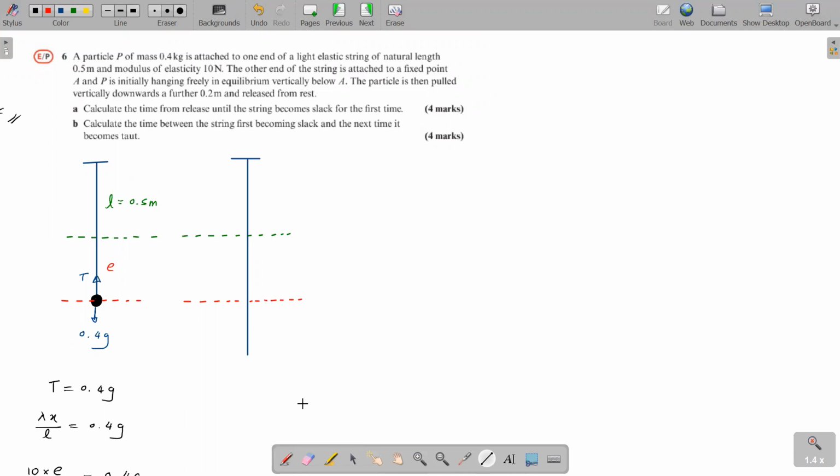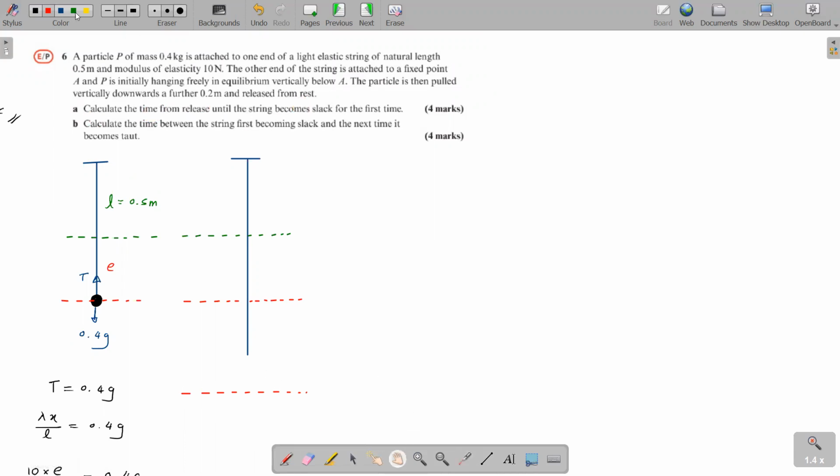This is the equilibrium position, and let's say this is the amplitude. Guys, do we know the amplitude by any chance? Have they given it to us? The particle, they say, is then pulled downwards a further 0.2 meter and released from this. Can you see? So they are saying they are pulling it down a further 0.2.